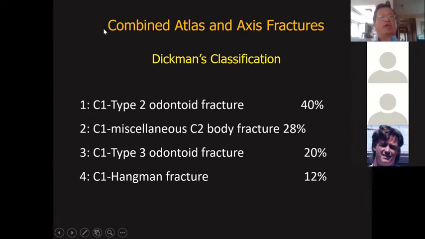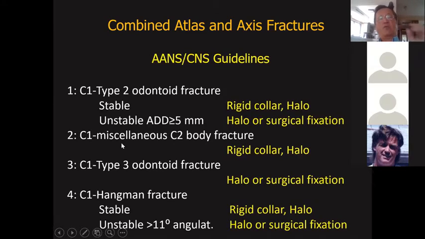Let's come to a unique upper cervical trauma, combined atlas and axis fractures. Dickman has classified them in 4 groups, and mostly 40% are C1 with type 2 odontoid fractures, and these are the others. What are the options for management? If there is a C1 with type 2 odontoid fracture and it's stable, rigid collar or halo is okay.